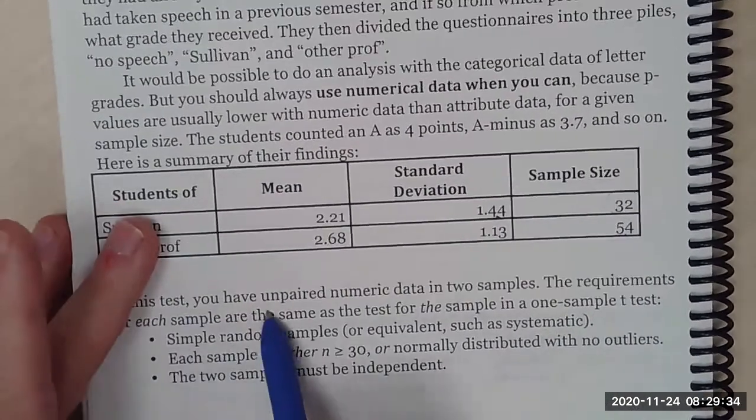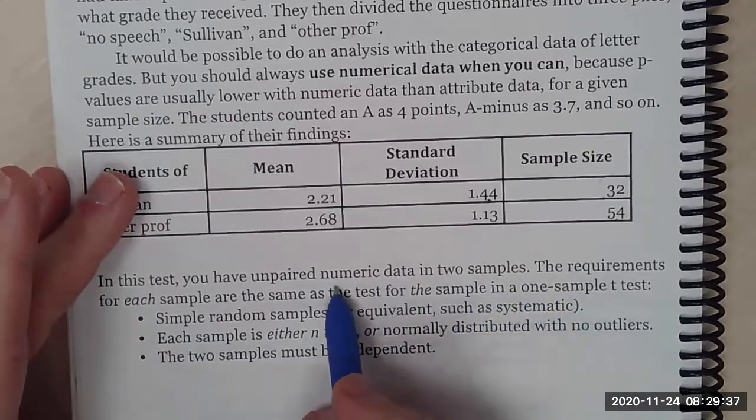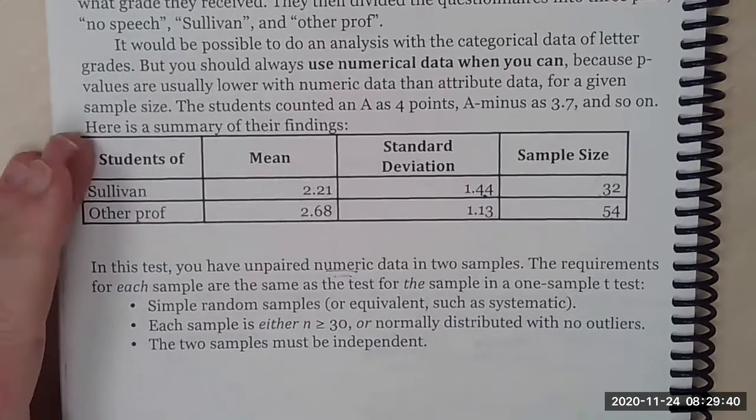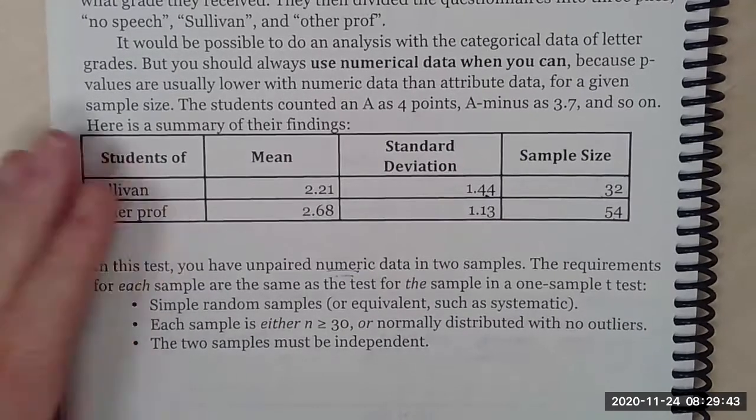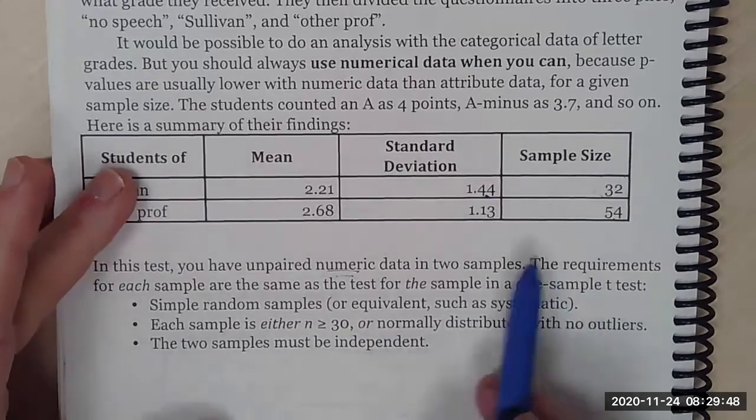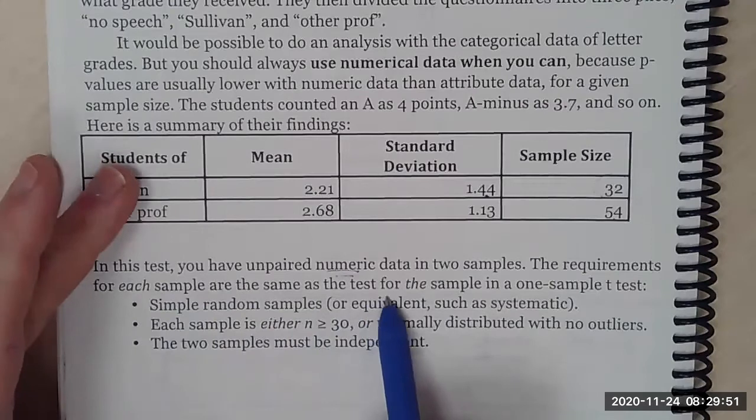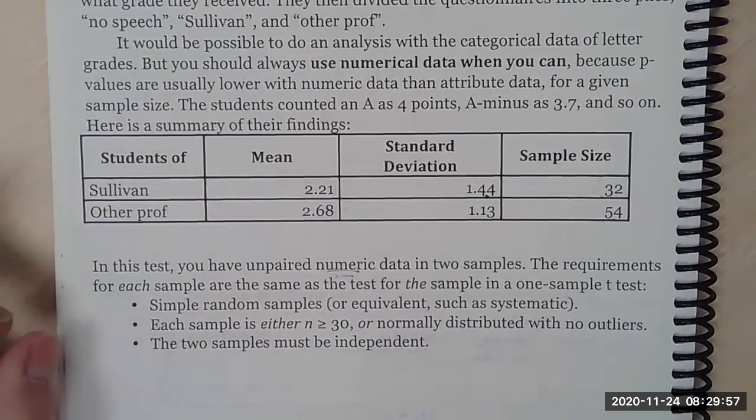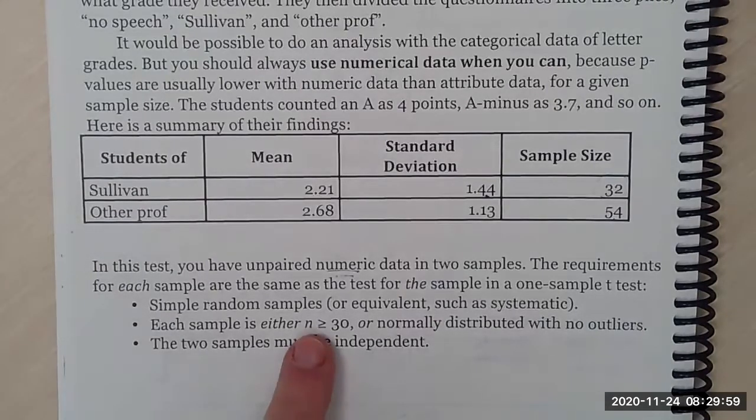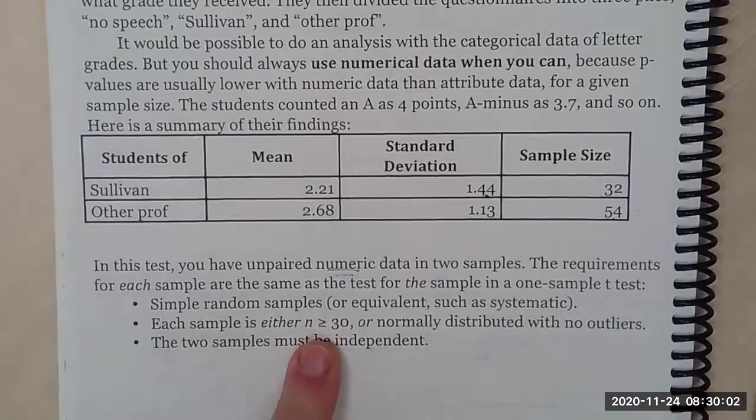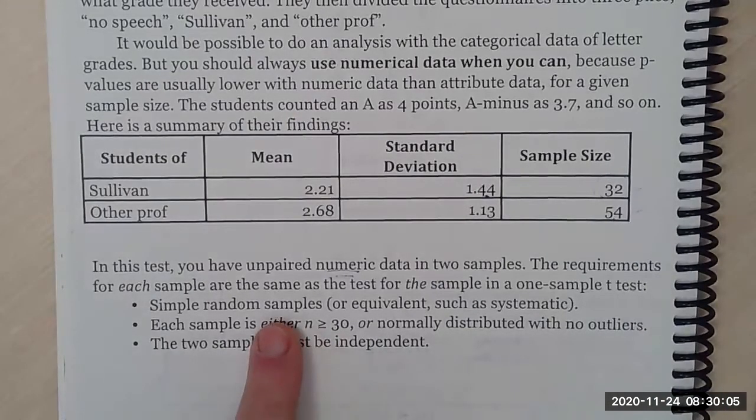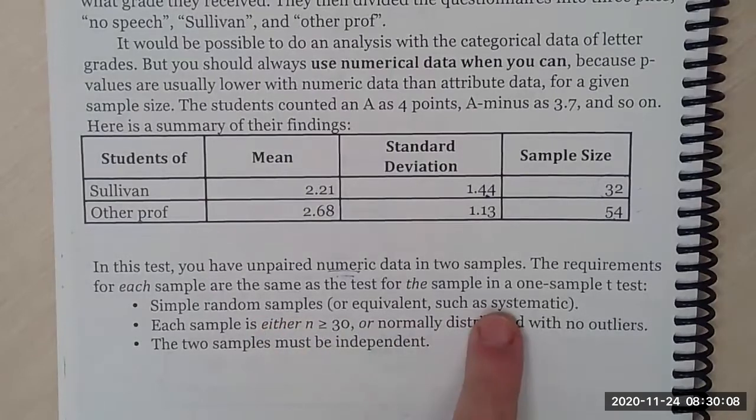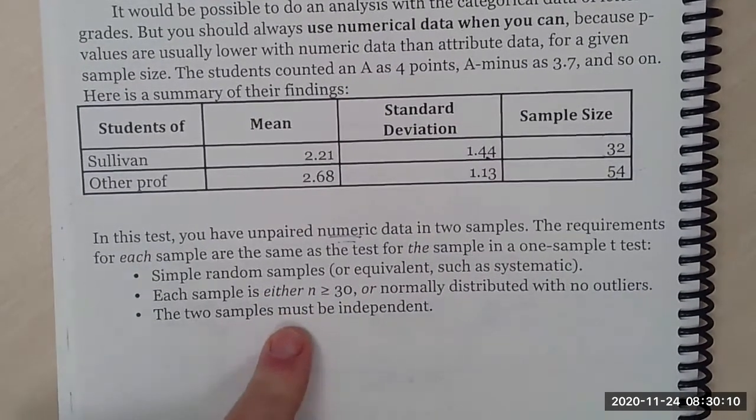So in this test, we have unpaired data, and they're numeric, not categorical. So I guess we call that quantitative data. The requirements for each sample are the same as for a one-sample t-test, meaning you make sure that both samples are approximately normal. With 32 and 54, that is going to be true, and the samples are random. We learned about systematic sampling as well, and they've got to be independent of each other.